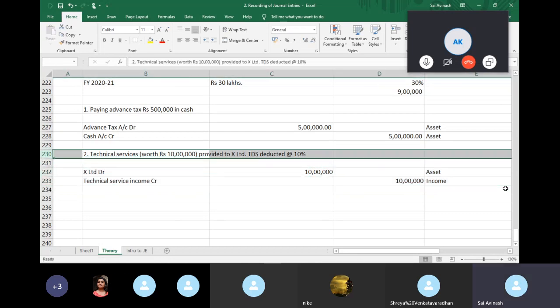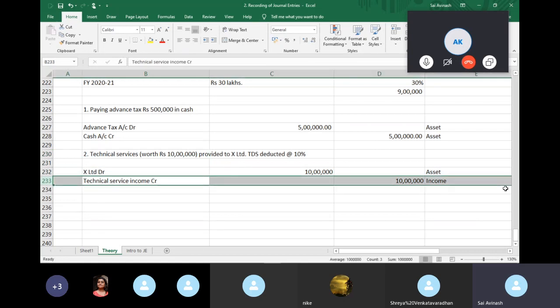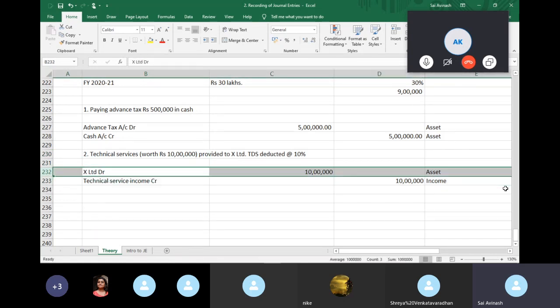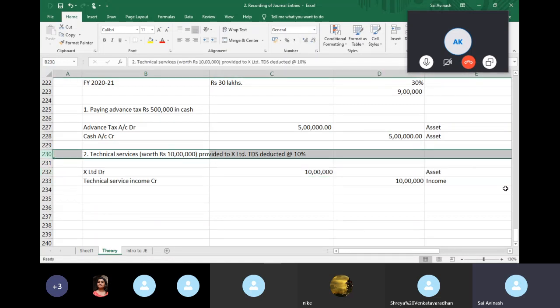There are certain types of services where, when you provide them and the customer is paying you, the Income Tax Act requires them to withhold some amount that they have to pay you. Technical service is one such service. Say I'm the business providing a service to X Limited, so my income is 10 lakhs, which means I have to receive 10 lakhs from X Limited. But what is the government saying? The government is saying you shouldn't receive 10 lakhs.